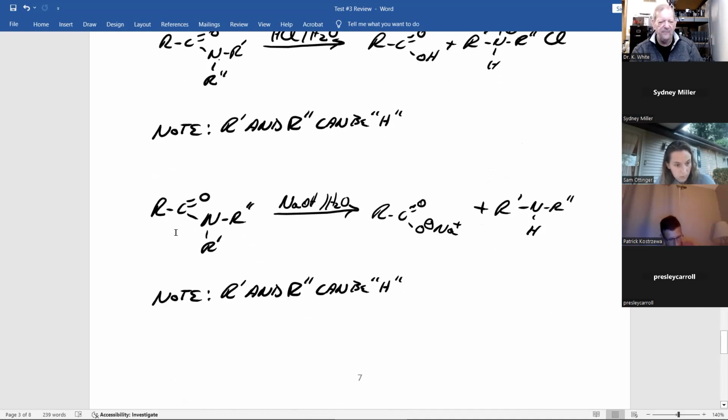Now, you can also have base hydrolysis of an amide. Here, if you take an amide and react it with sodium hydroxide, and that's the only base I'll use for this class, and water, you don't get back the carboxylic acid, because in the presence of base, the carboxylic acid loses its proton and you make the carboxylate anion. So you get the carboxylate anion of the carboxylic acid you would have used to make that amide, and you get the amine you would have used to make that. And again, R prime and R double prime can be hydrogen.